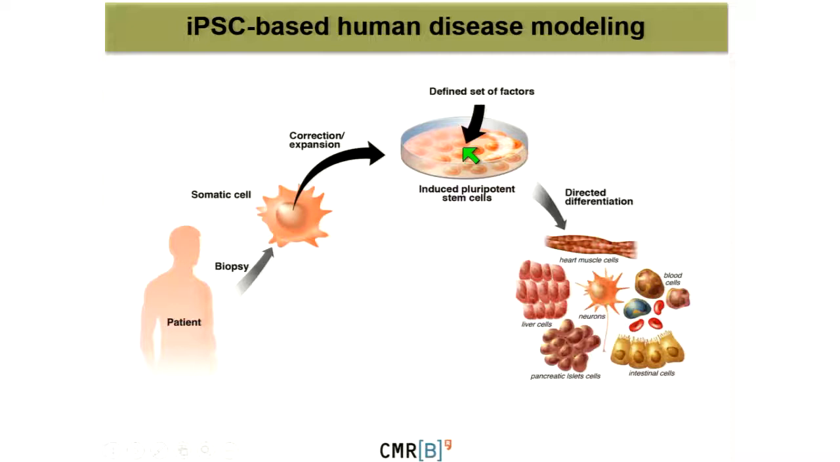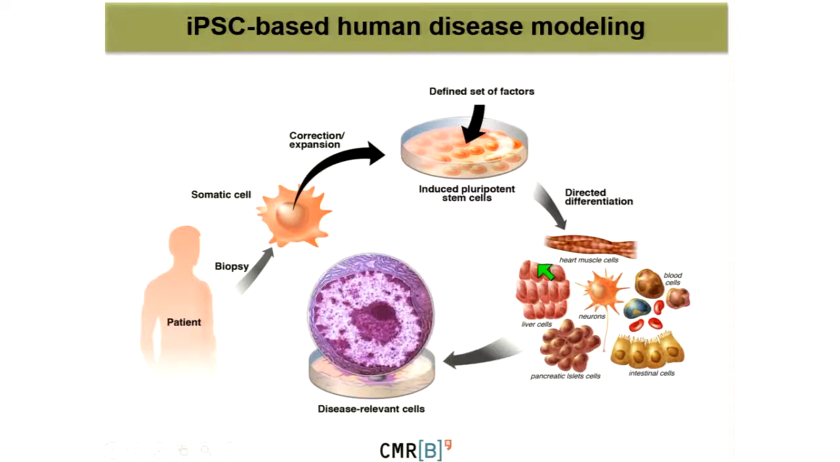Okay? And then you can differentiate those cells, as I said, to any cell type in the body, including the cell that will be relevant for the disease of the patient. And if you have that cell, you can analyze if the cell shows any phenotype that will be reminiscent of what happens in the patient. Phenotypes have been found in many, many diseases.